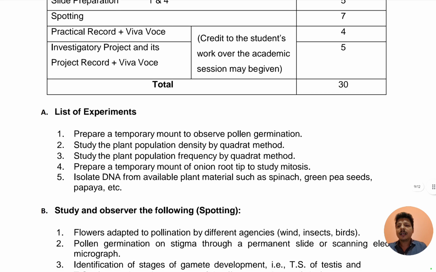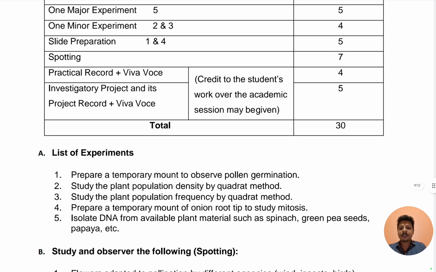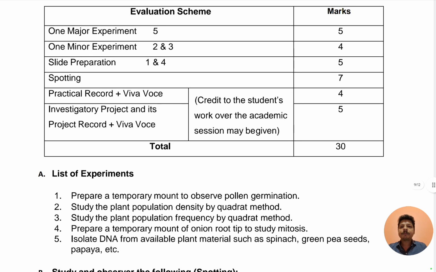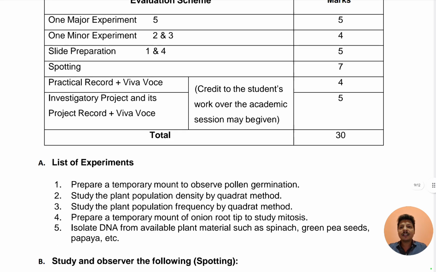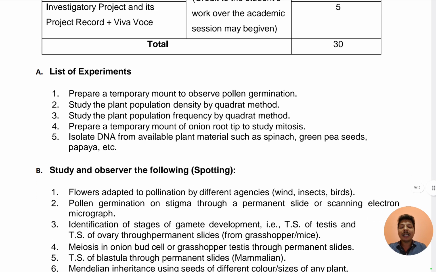Experiments 1 and 4 are slide preparations, that is, prepare a temporary mount to observe pollen germination, and your fourth is prepare a temporary mount of onion root tip to study mitosis. Then experiments second and third are minor experiments: study of the plant population density by quadrat method and study of the plant population frequency by quadrat method. And the last one, your major experiment, is isolation of DNA from available plant materials such as spinach, green pea seeds, papaya, etc.